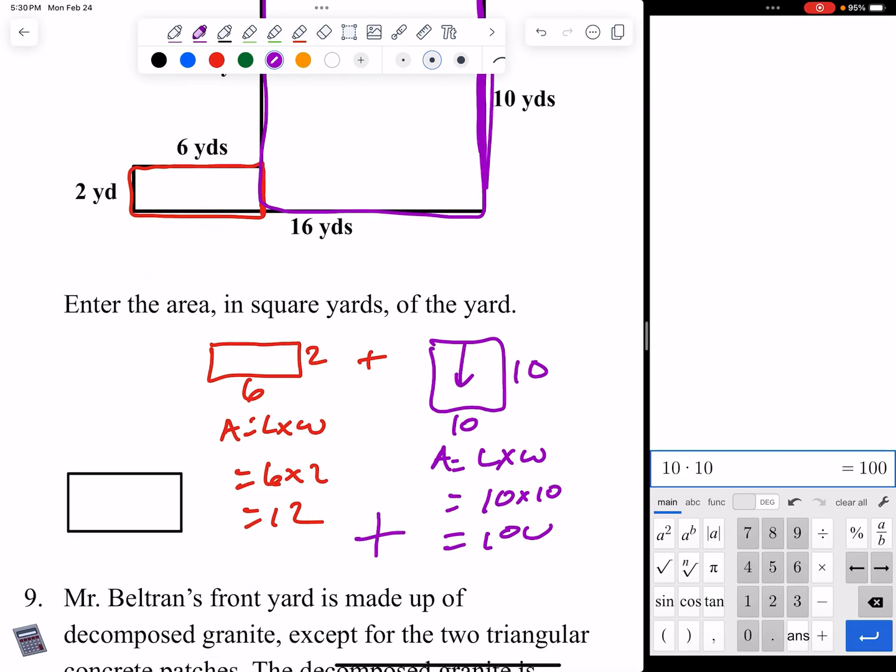So what is the total area? Let's go ahead and add those two up. So 12 plus 100 better be 112. And yeah, that's it. So not that bad, right, for this one.